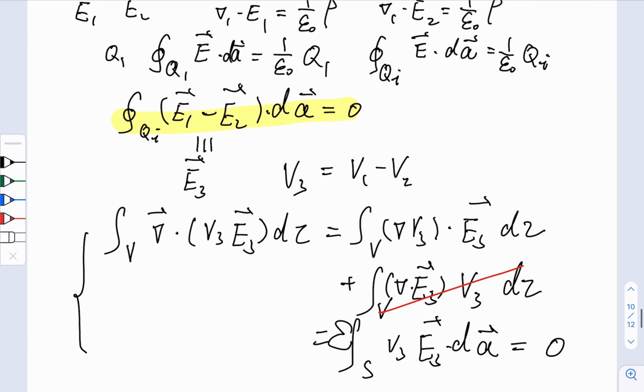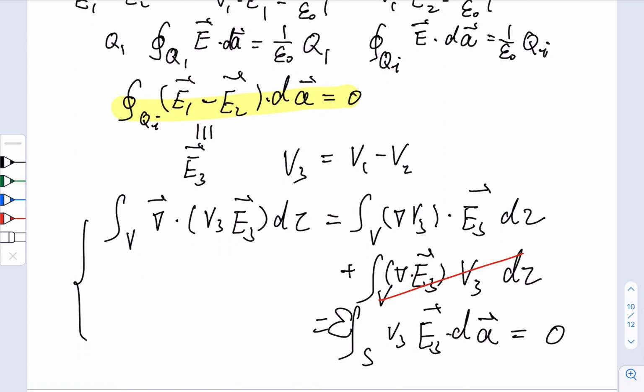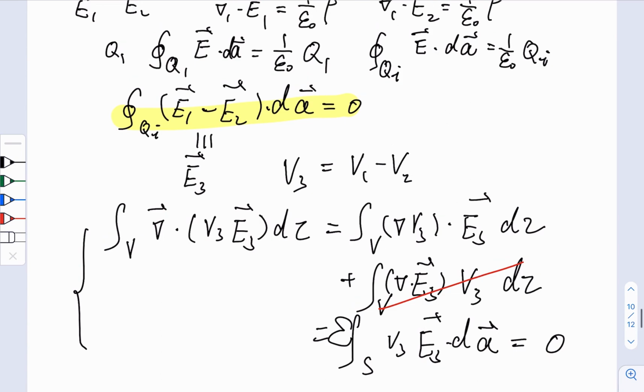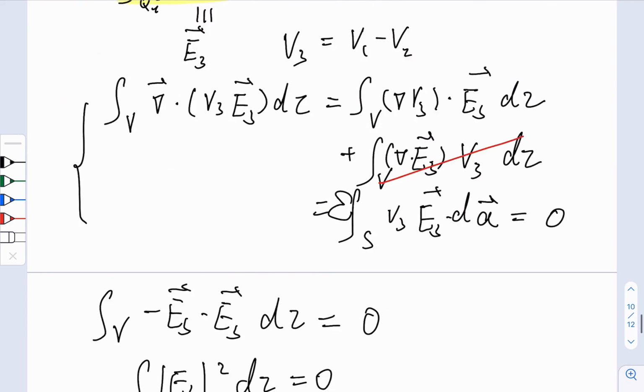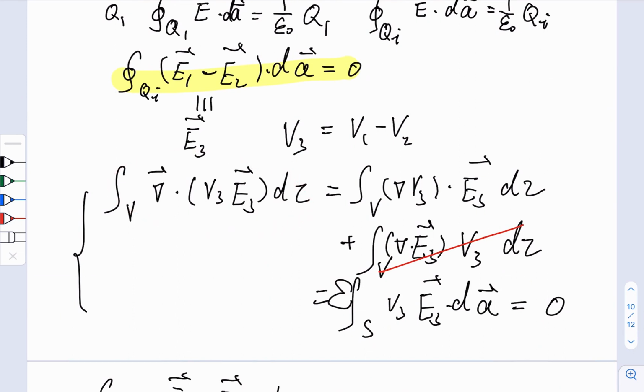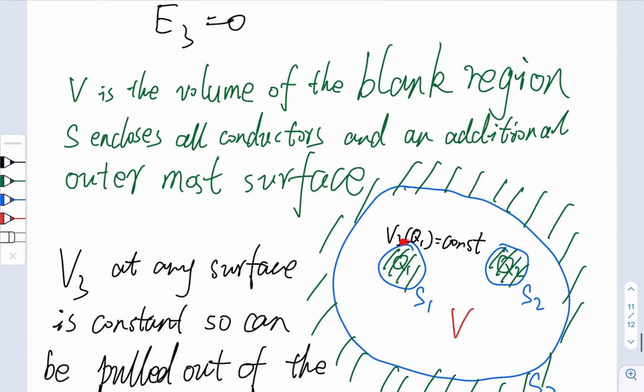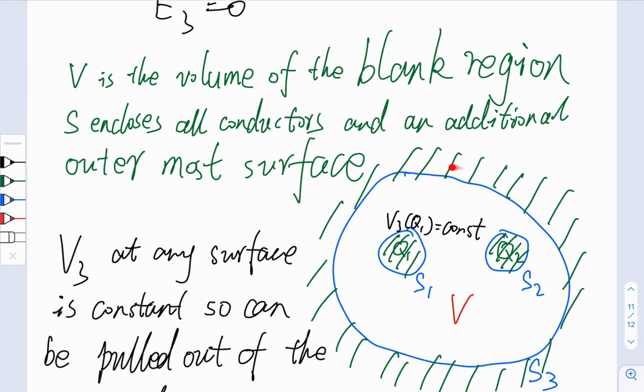Now we can apply a trick: we integrate this quantity over a volume, and here the volume is the blank space. I'm specifying the volume as all this blank region, excluding the shaded region. Now this volume integral can be transformed into a surface integral, and this surface must include the surface enclosing Q1, the surface enclosing Q2, and also the surface enclosing the outermost region.